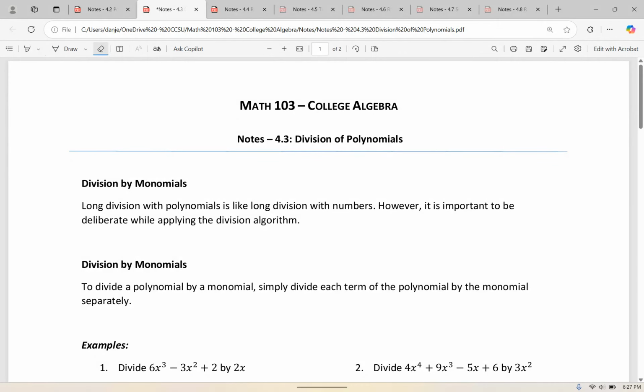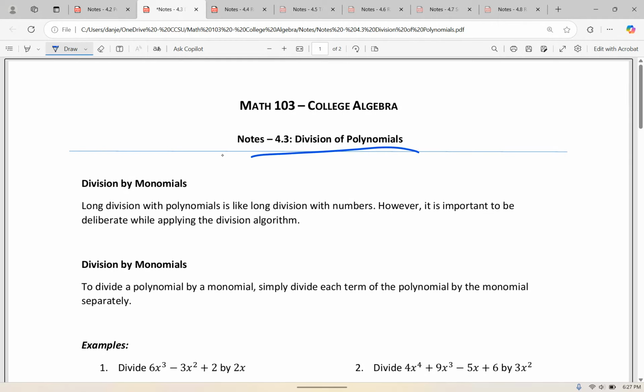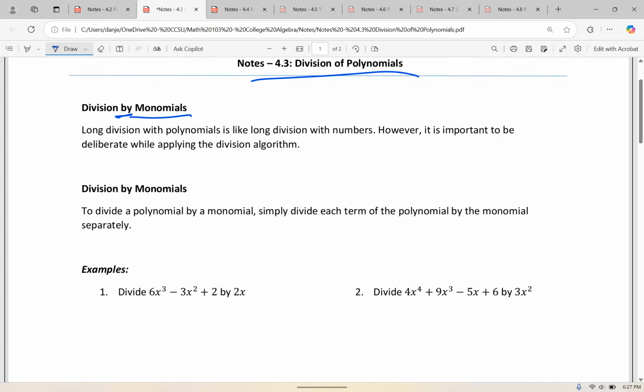All right, welcome back to Math 103 College Algebra. This is for Central Connecticut State University. Today in this video, we're going to look at the division of polynomials. First, we're going to divide by a monomial, a single term denominator. To divide by a monomial, you simply divide each term of the polynomial by the monomial separately.